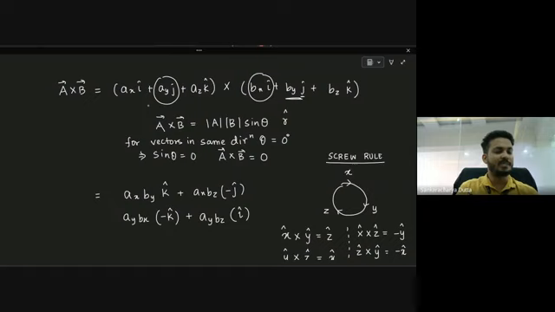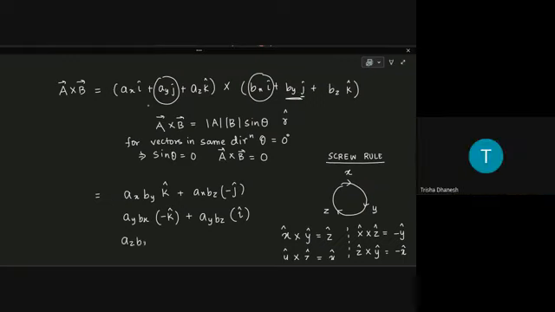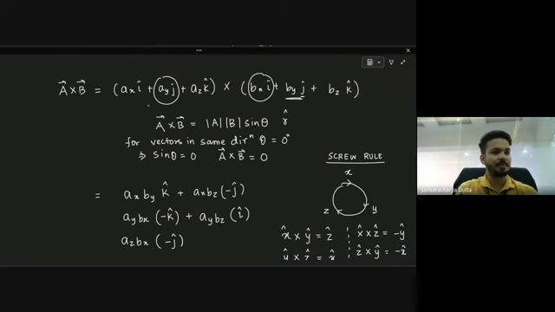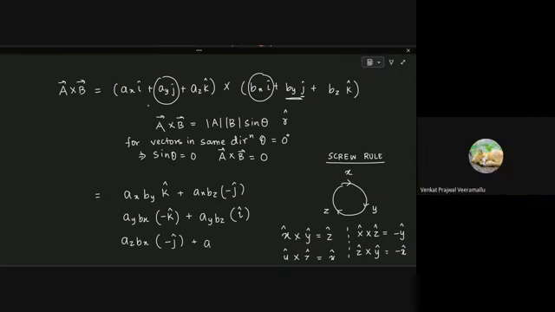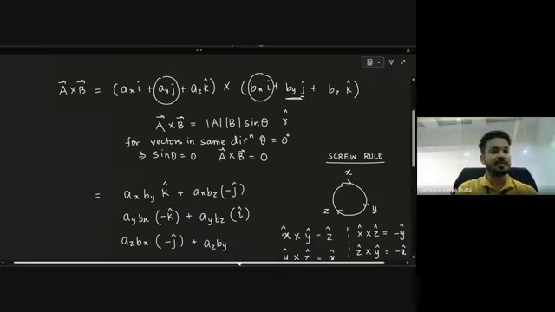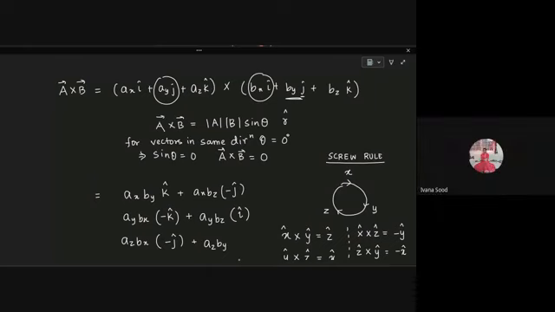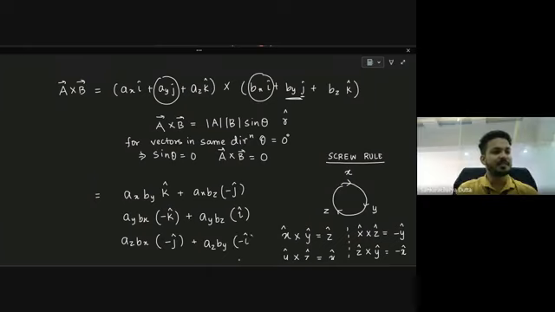I hope everyone else also participates. Please let me know if you have any doubt. Then we go for the last row, az bx, which gives minus j. Minus j is correct. And the second last term, az by, gives minus i. Minus i cap is correct.